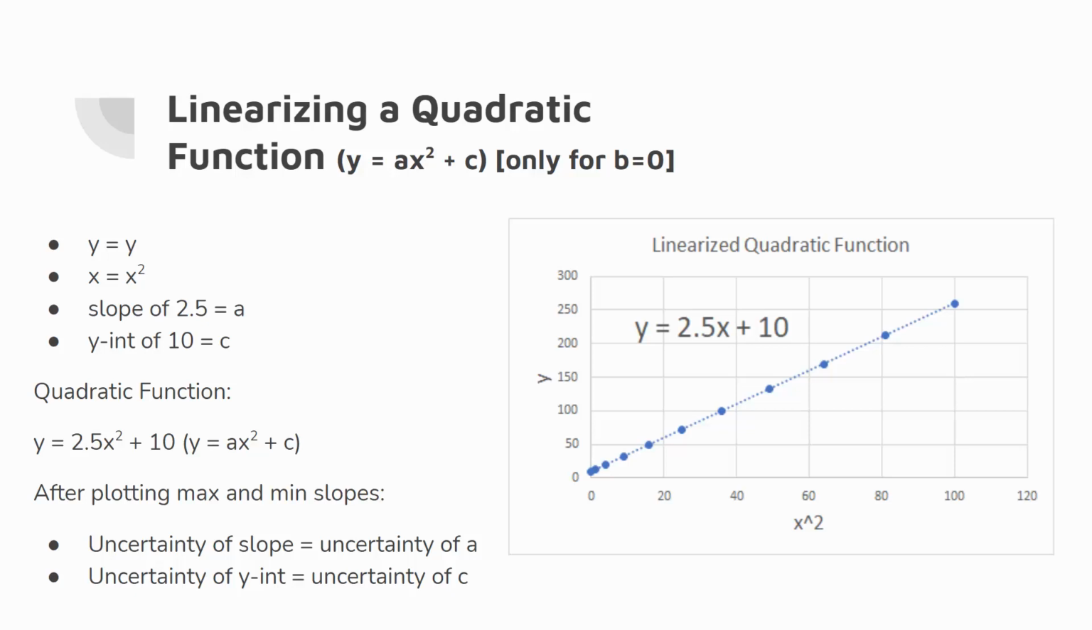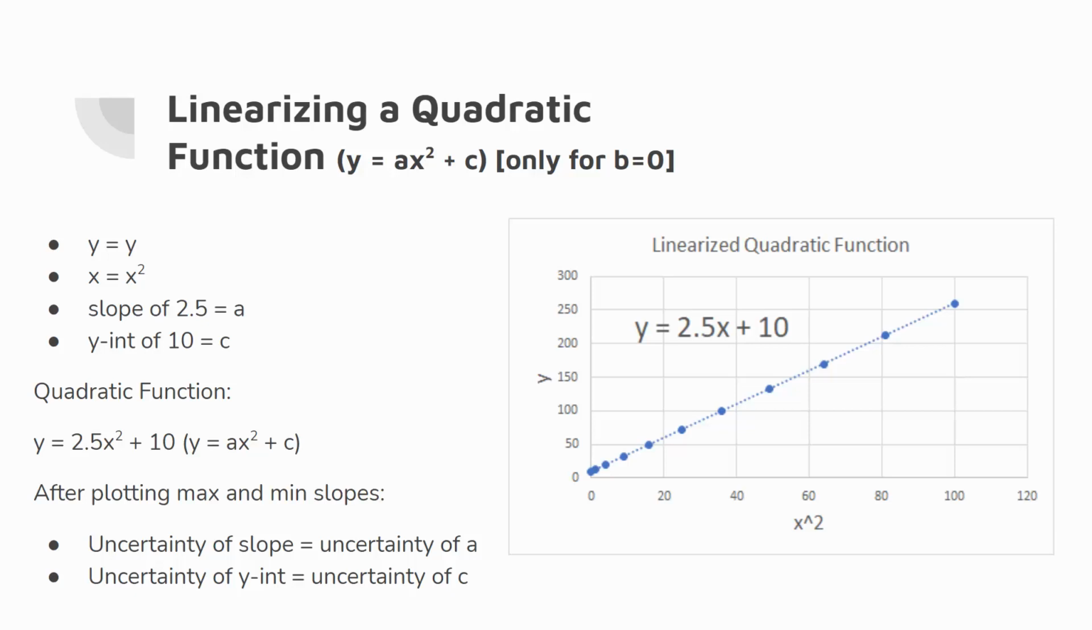And so I'm not showing this step, but you would plot your linearized quadratic function. You would have error bars for your y values and for your x squared values. You would plot the maximum and minimum fit lines as shown in the video that I shared from Chris Donner. And when you find the uncertainty in your slope by taking half the range, your max slope minus your min slope divided by 2, that would be your uncertainty in the a parameter. And when you find the uncertainty in the y-intercept, same thing, the half the range, the maximum y-intercept minus the minimum y-intercept divided by 2, that would be the uncertainty in your c parameter.